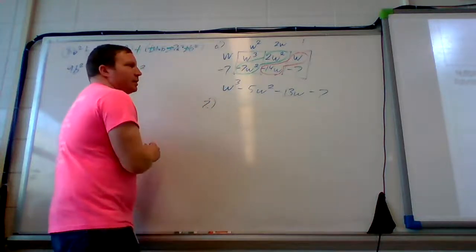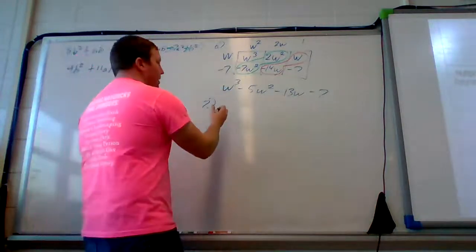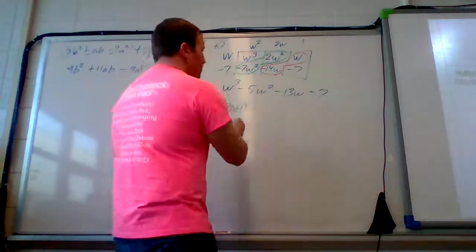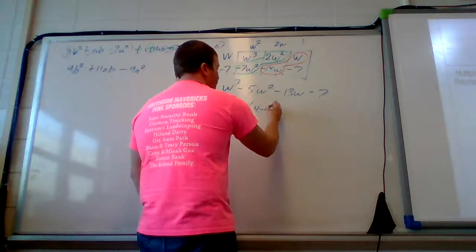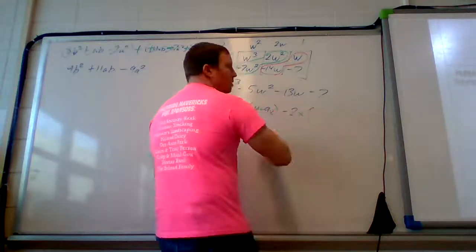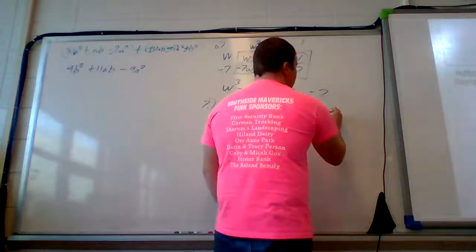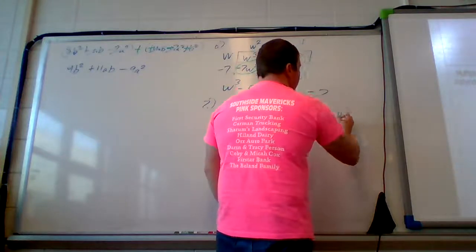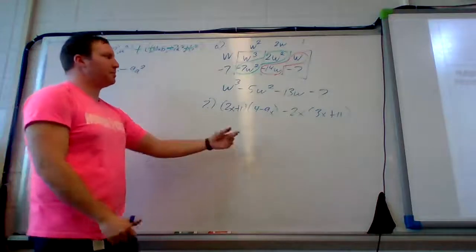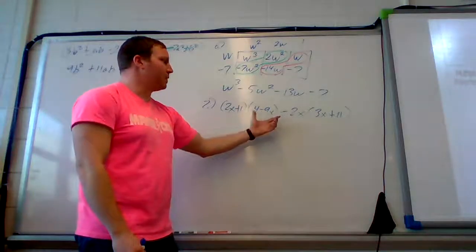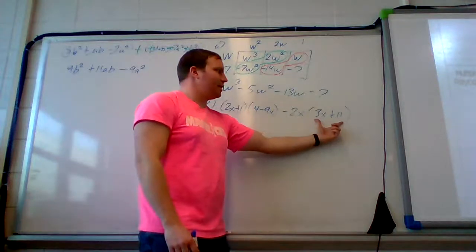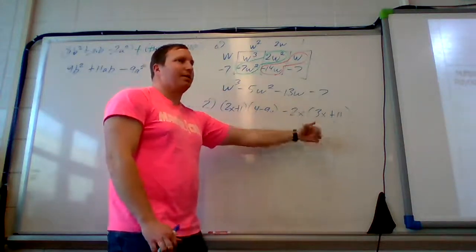Let's look at number 7. So this time we have 2x plus 1 times 4 minus 9x, and then minus 2x times the parentheses 3x plus 11. So this time we have this subtraction kind of happening in between. So we had these two being multiplied together, and this term times these two being multiplied together.